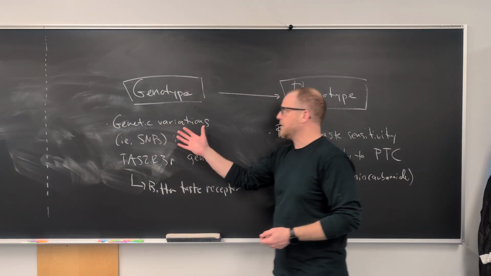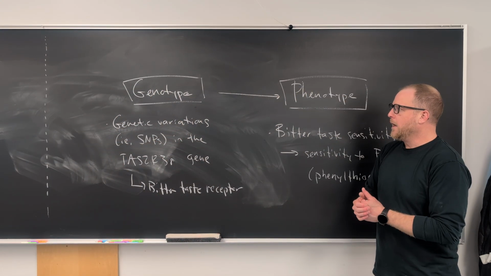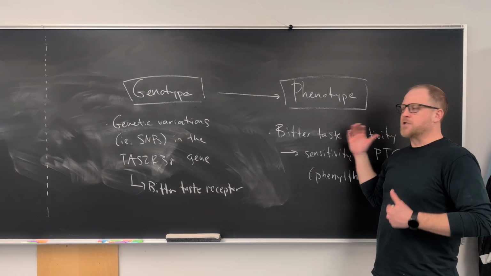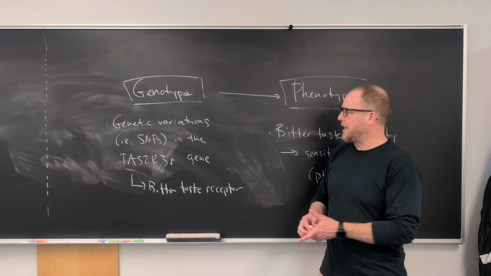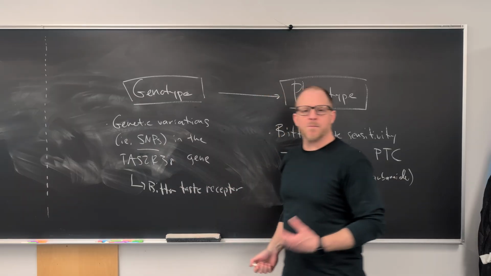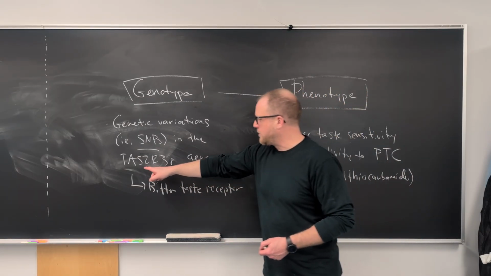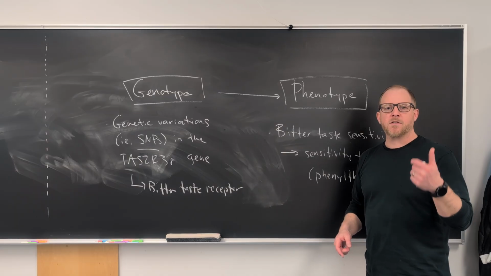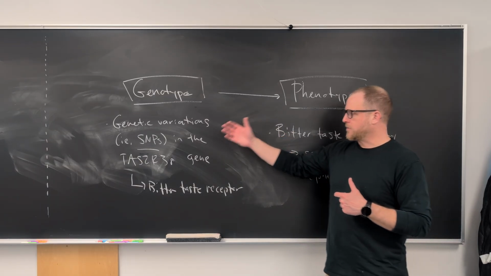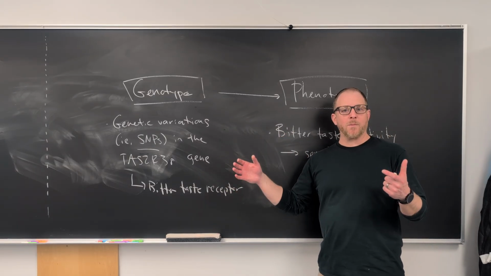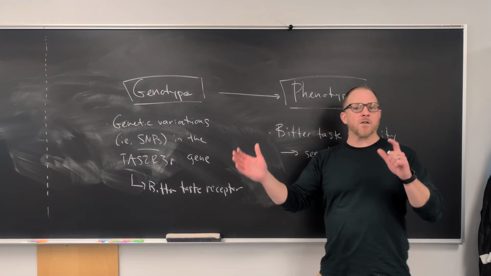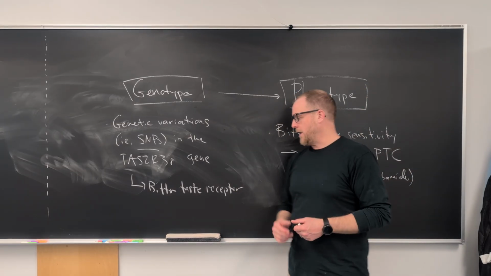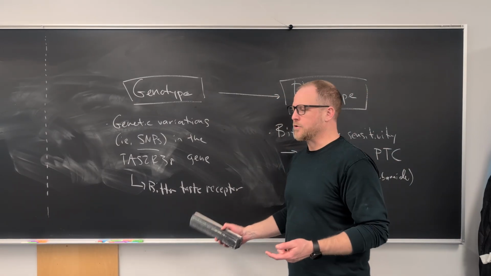That brings us to this side of the equation, the genotype. The genotype that underlies this trait is genetic variations, i.e., SNPs, in a specific gene. This is the TAS2R38 gene. This gene codes for a bitter taste receptor, and these SNPs alter the function of this taste receptor so that some people are sensitive, some people are not, and there's also a range in between. So that's broadly, conceptually, what we're trying to do in this lab.